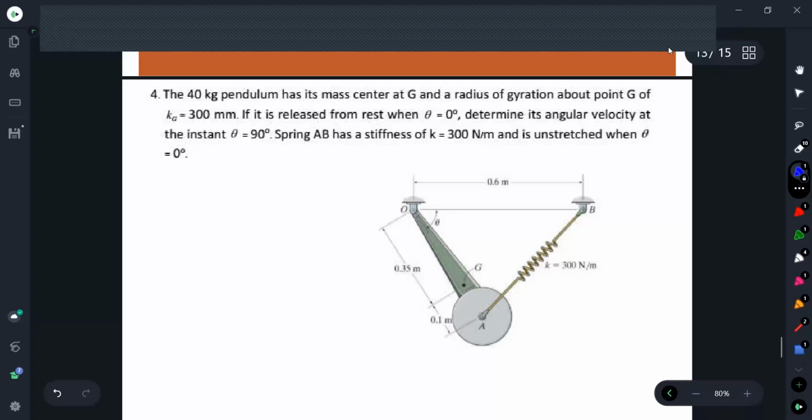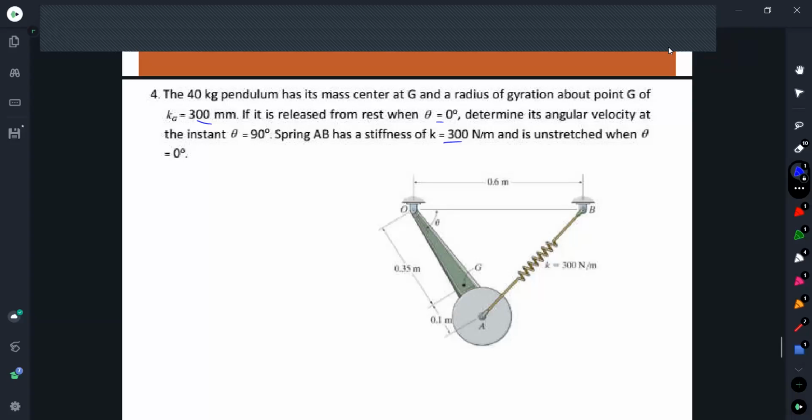This problem: the 40 kilogram pendulum has its mass center at G and a radius of gyration about point G of kG equal to 300 millimeter, and it is released from rest when theta is 0 degrees. Determine its angular velocity at the instant when theta equals 90 degrees. We know that the spring AB has a spring constant equal to 300 Newton per meter, and is unstretched when theta is equal to 0.